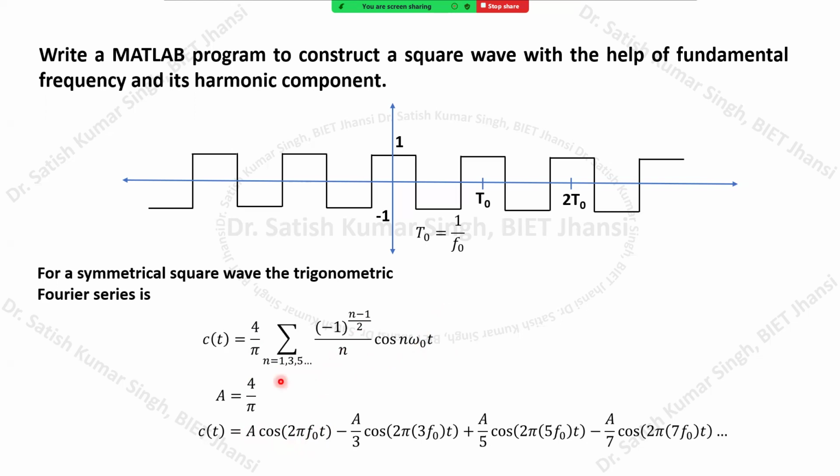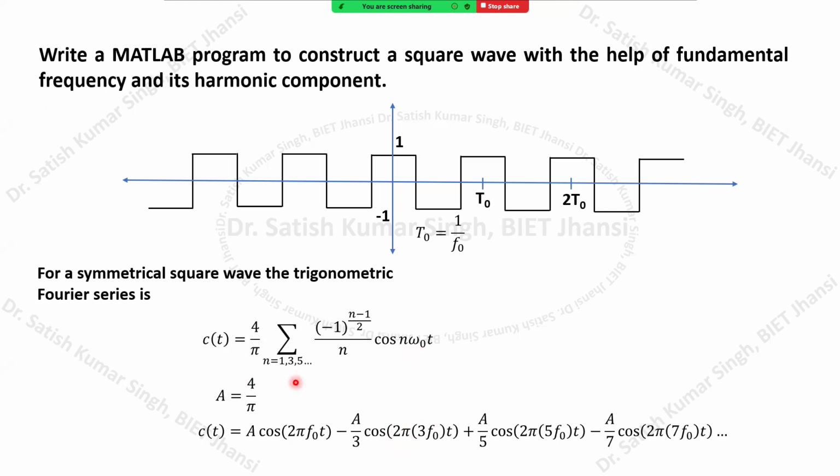Similarly, if you substitute n equals 3, you will find this is 3 minus 1 divided by 2, so you get 2 upon 2, meaning this power is an odd number. When it is an odd number, (-1) to the power of an odd number becomes a negative sign. So here I'm putting this negative sign, and this amplitude, where n equals 3, will become A by 3. Similarly, this term will become cos 2 pi 3 f naught t.